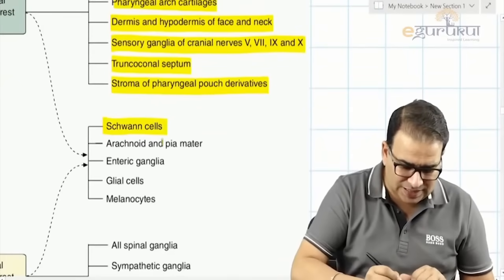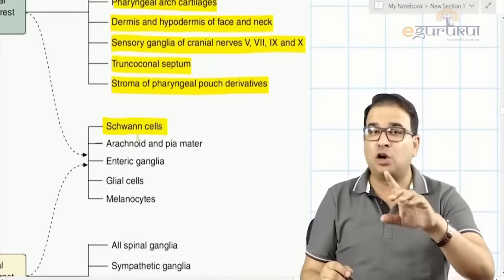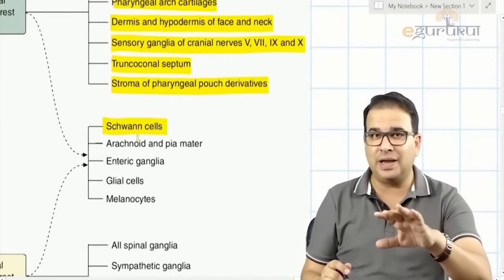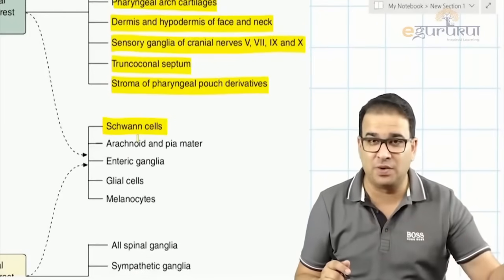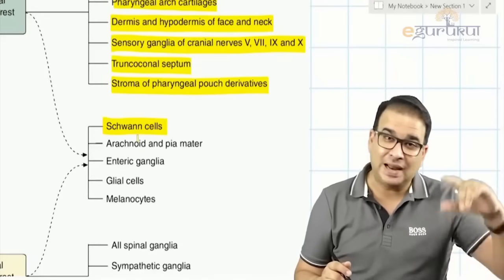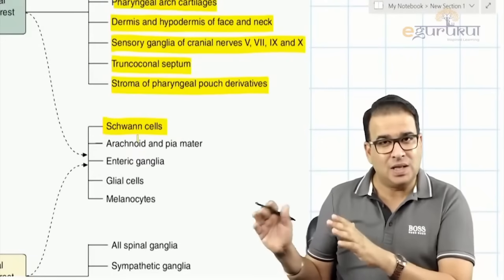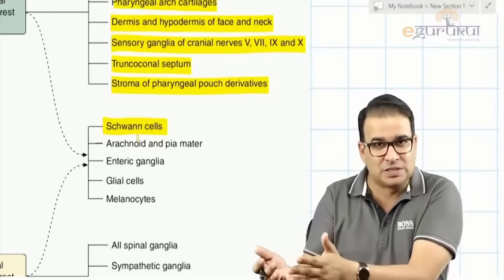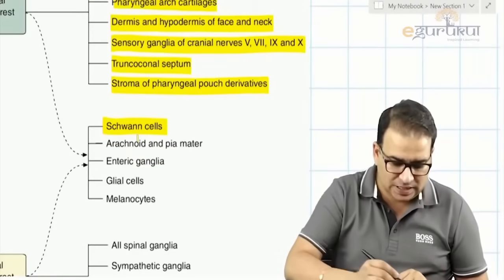Look at this, the Schwann cells. And I'm saying Schwann cells, not oligodendrocytes, because oligodendrocytes are doing the myelination for the central nervous system. So that has to be from where? From the neural tube. Schwann cell is doing the myelination for the peripheral nervous system, so it is from the neural crest cells.